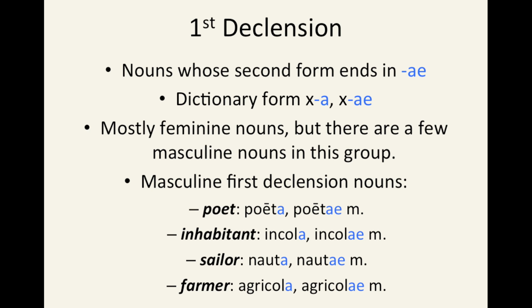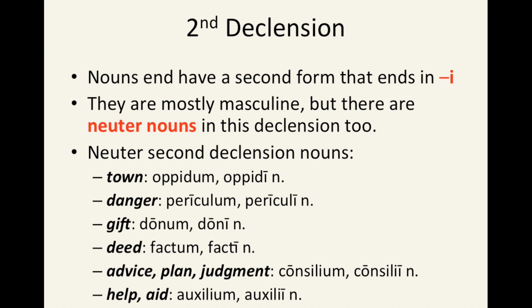They are mostly feminine, but there are a few masculine nouns which refer mainly to occupations. Many of the masculine first declension nouns are also words derived from Greek. Some examples of first declension masculine nouns are poeta, nauta, and agricola. Second declension nouns have a form ending in I. Second declension nouns are either masculine or neuter in gender. Some examples of second declension neuters are oppidum, periculum, donum, factum, consilium, and auxilium. Abstract nouns are usually neuter.